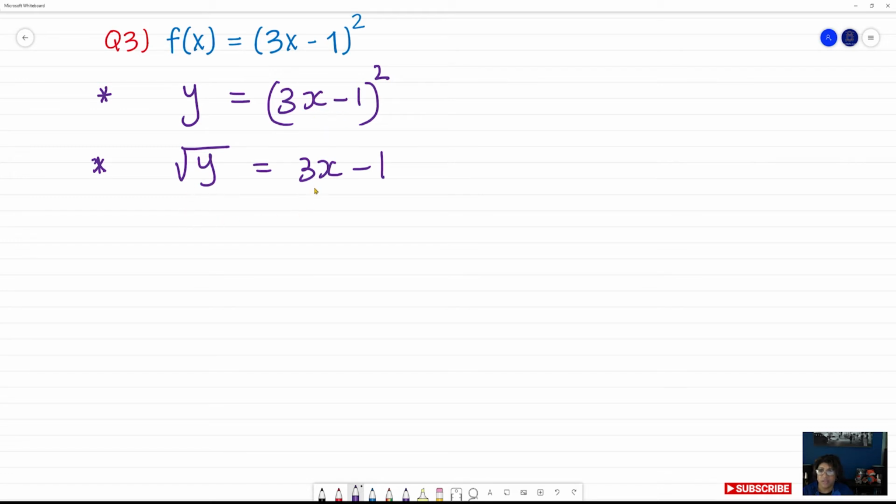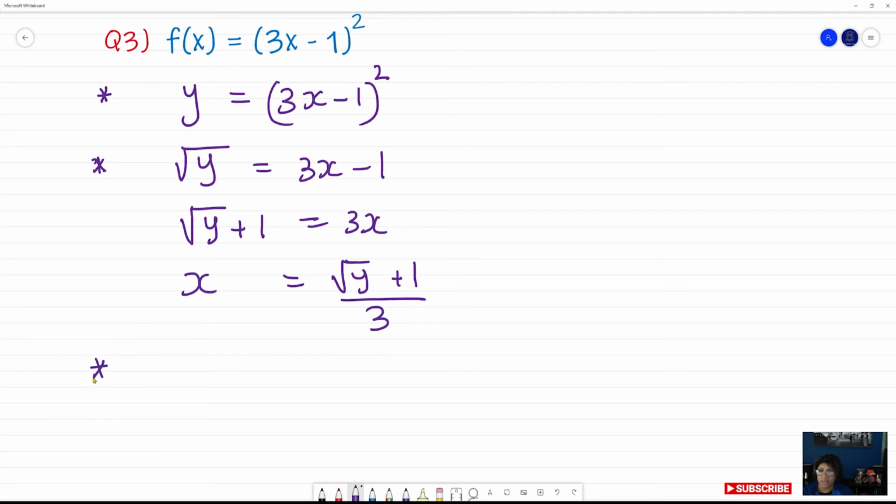So now we want to make x the subject. What do we need to do? Well, we have square root of y add 1 equals 3x, and therefore x is equal to square root of y plus 1 over 3. So now we've got x as the subject, we need to swap this and write this as y. So that is our third step then.